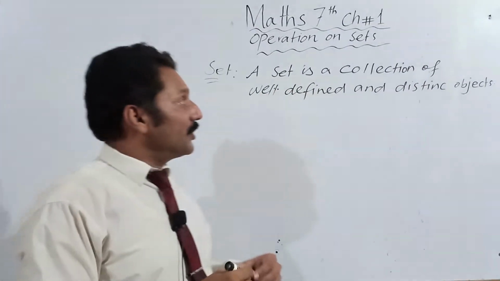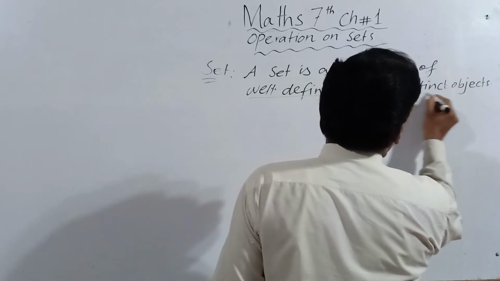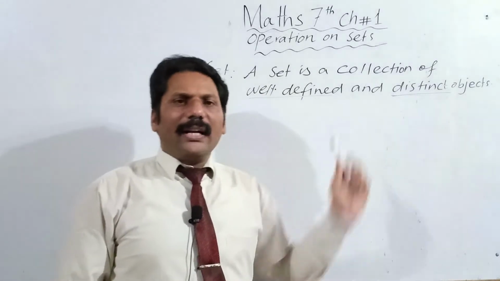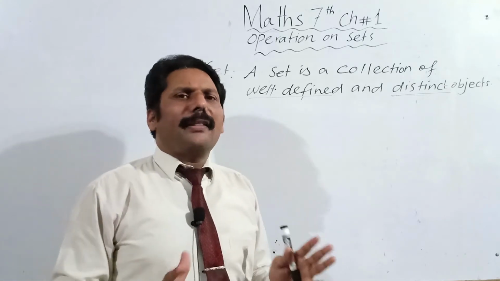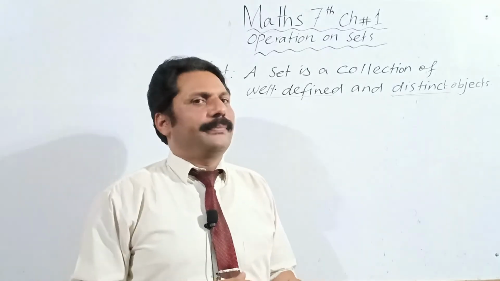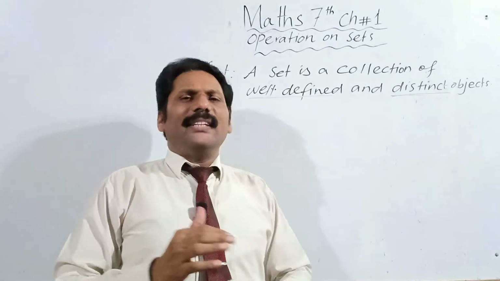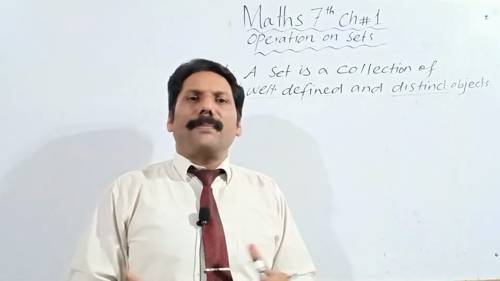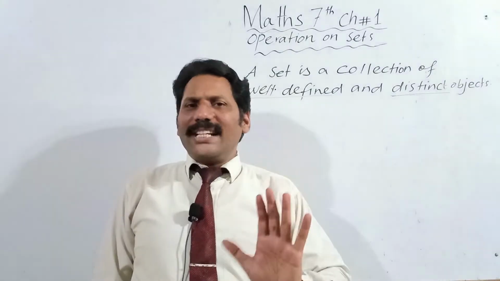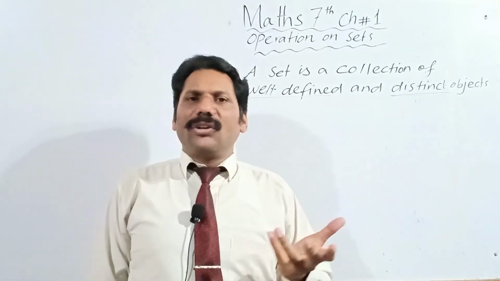According to the definition, two words are very important here: well-defined and distinct. Well-defined means there should be clarity in the statement while describing the elements of a set. Everything should be very clear. There should be no doubt. For example, if I just say a set of 5 numbers, they could be prime numbers, odd numbers, even numbers, whole numbers. If I say a set of first 5 natural numbers, then it is well defined. But if I only say the set of 5 numbers, it is not well defined.